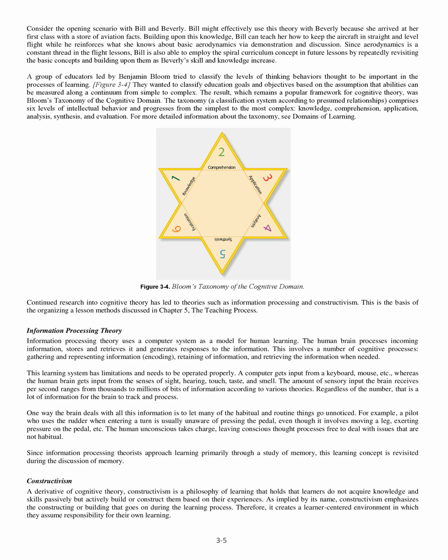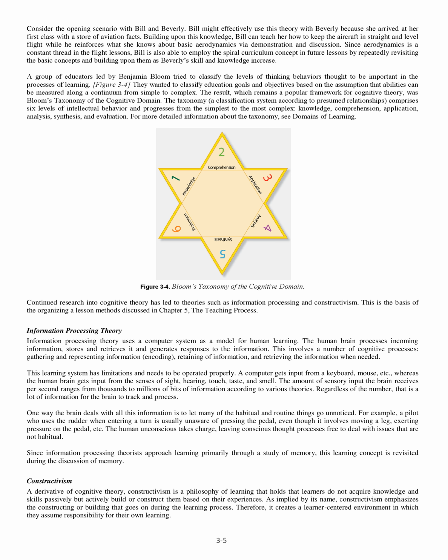A computer gets input from a keyboard, mouse, etc., whereas the human brain gets input from the senses of sight, hearing, touch, taste, and smell. The amount of sensory input the brain receives per second ranges from thousands to millions of bits of information according to various theories. Regardless of the number, that is a lot of information for the brain to track and process.